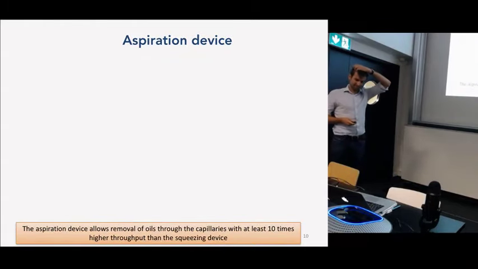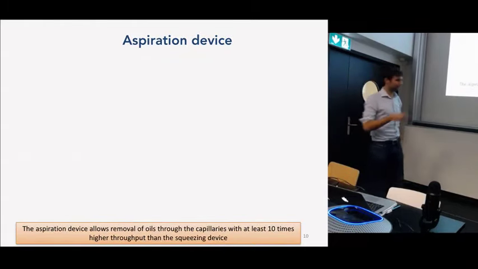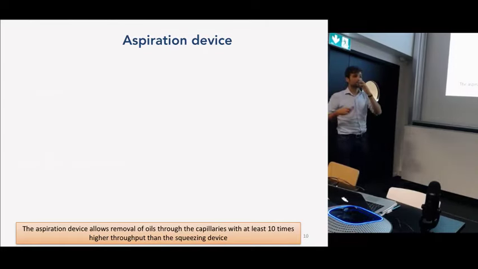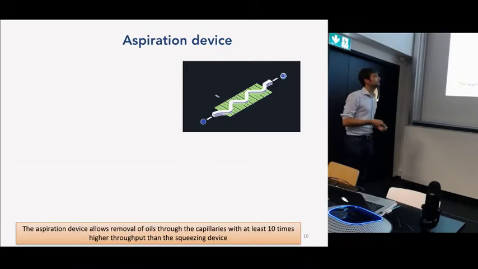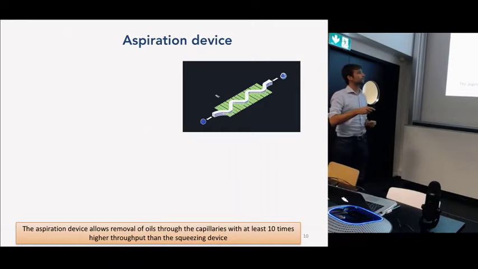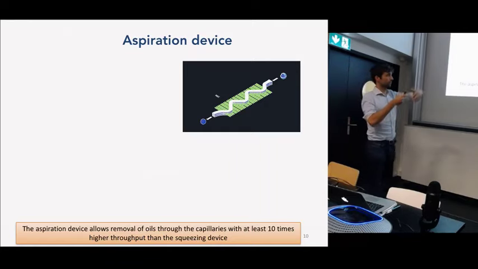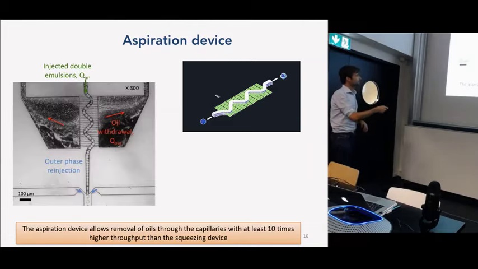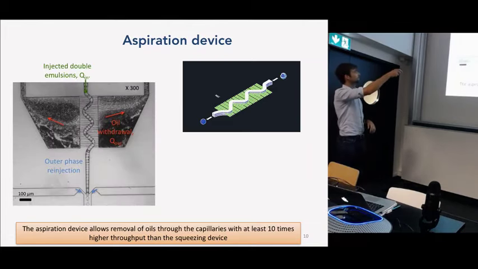But so this device is interesting, but you have to put one drop per one drop, and those flow rates are quite low. So we went to upgrade to another device, which we call the aspiration device. It's composed of a main channel with a lot of side channels, microchannels. And the idea is that you put the double emulsion at the beginning of the channel and you get out thin shells. Maybe I can show you how it looks when it's running.